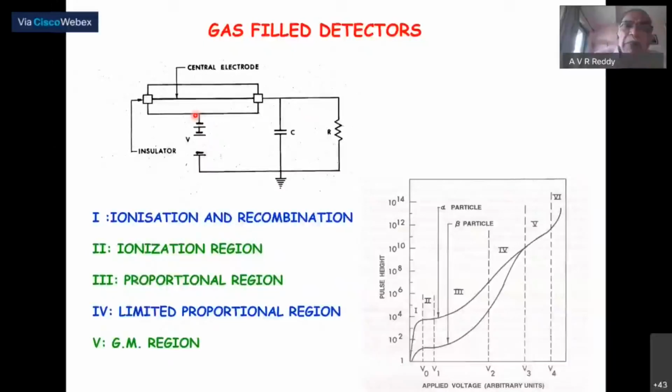Now let us see what the detector material is here. We normally fill this detector with gases like argon or helium, even cooking gas, Prussian gas. So the detector material is the gas. Therefore, these detectors are called gas-filled detectors.